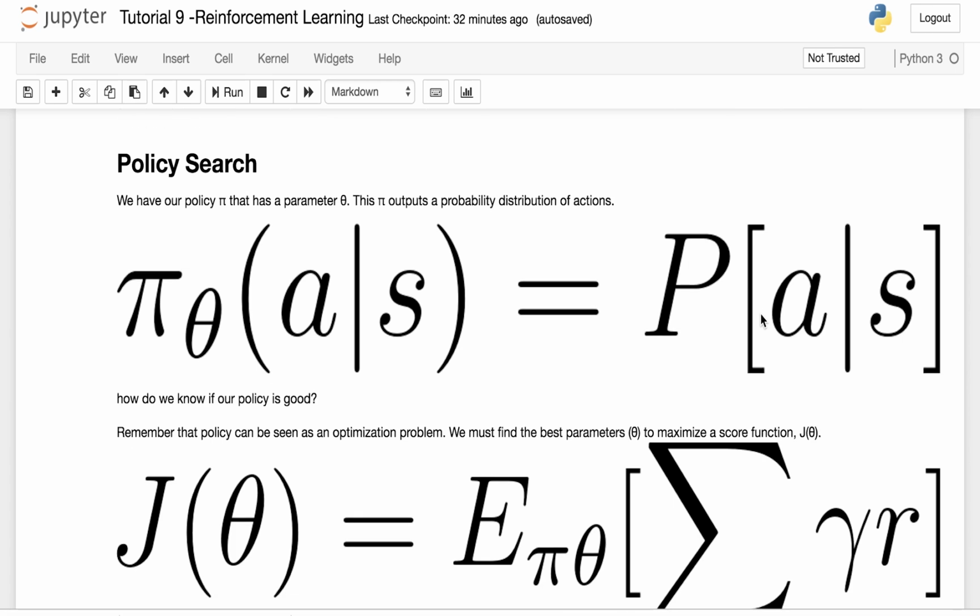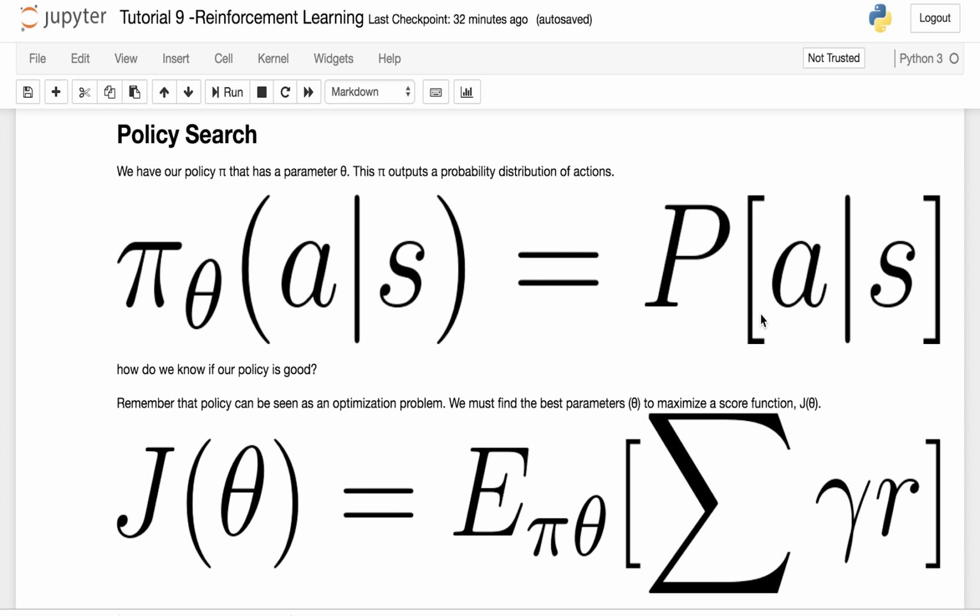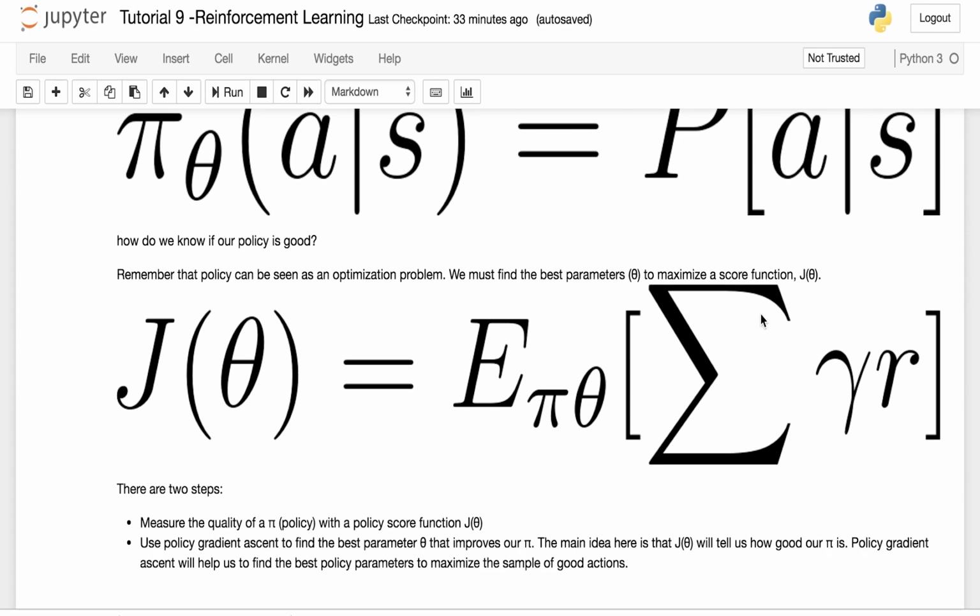Okay, so policy search. We have our policy pi that has a parameter theta. This pi outputs a probability distribution over actions, so pi theta is actually the probability of taking action a in state s. Again, you saw this in other deep learning problems. So how do we know if our policy is good or is giving us better reward?